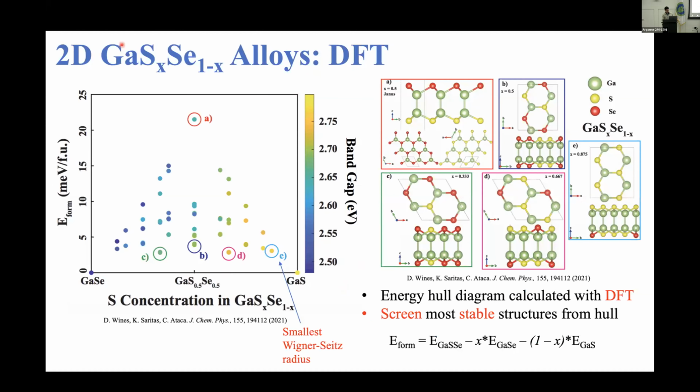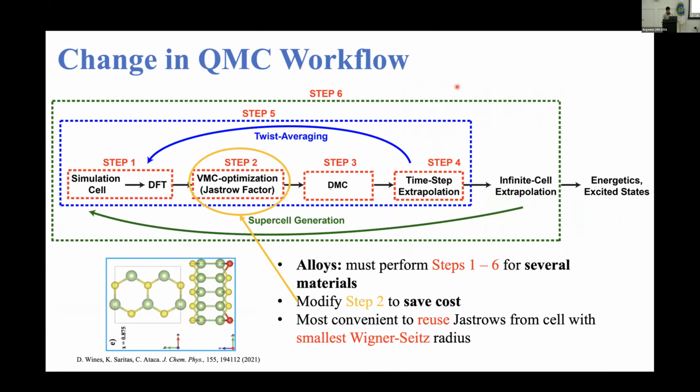So as you can see here, here's the DFT energy hull diagram, where this is the alloy formation energy calculated by this formula here, which is dependent on the endpoints and also the concentration of sulfur. And we selected certain points from this diagram to compute with DMC. So it's circled here and shown here. To do this, what we would have to do traditionally is do a DFT calculation, optimize the Jastrow for each individual alloy, do the DMC, and then, of course, our time step and finite size convergence and so on. So what we really wanted to do was try to modify step 2 to save the costs.